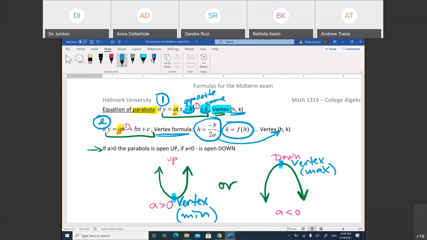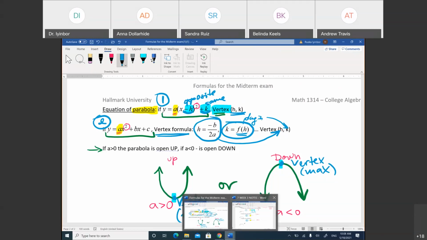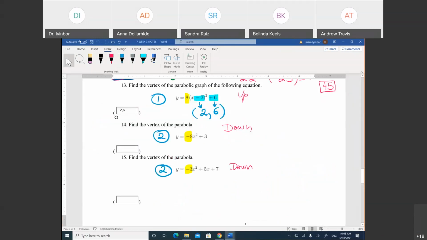And then K is going to be whatever number you find for H, plug it in, because f of H means plug it in the function, and that's going to give you K. Okay, so let me show you how that works now. So we're going to do it in number 14. So for number 14, what is my a?